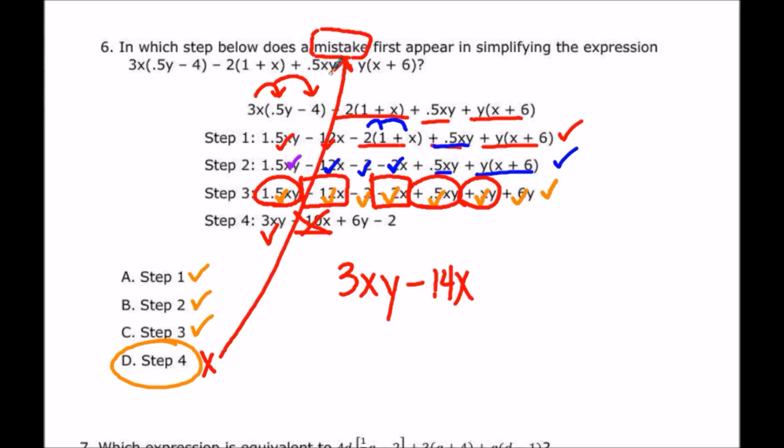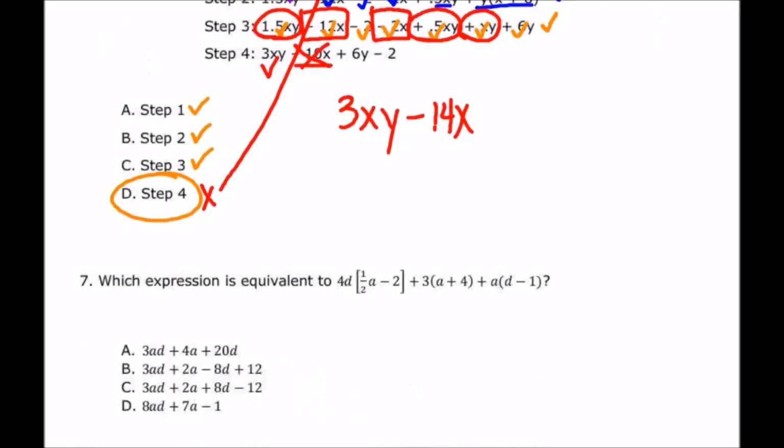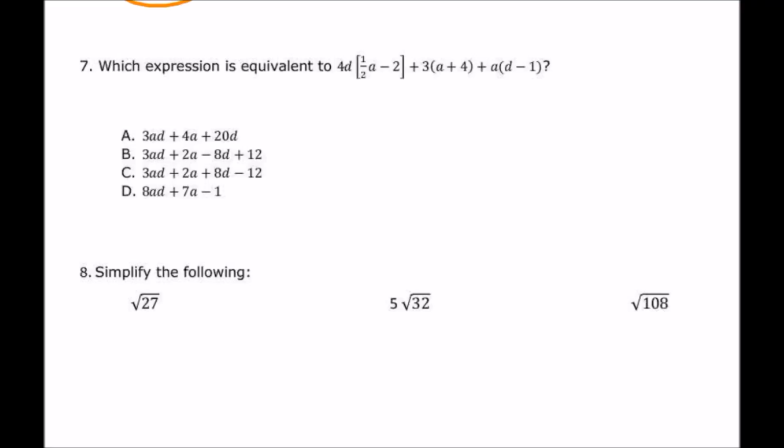All right, so we've got 2 more questions left. Let's see how we're going to do on these. So we're going to go down, look at number 7. It says, which expression is equivalent to, holy moly, lots of stuff going on here, 4d times (1/2 a minus 2) plus 3 times (a plus 4) plus a times (d minus 1). Well, this is really easy because all we're going to do is multiply, and then add. So here, I'm going to get rid of the brackets. Brackets are technically the same thing as parentheses. So let's get this party started.